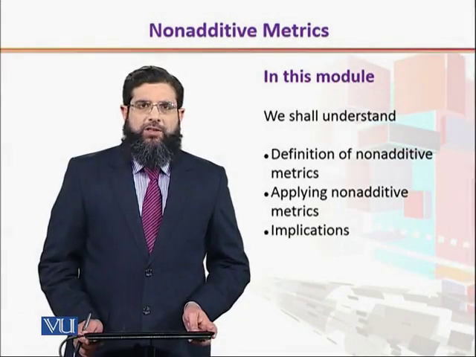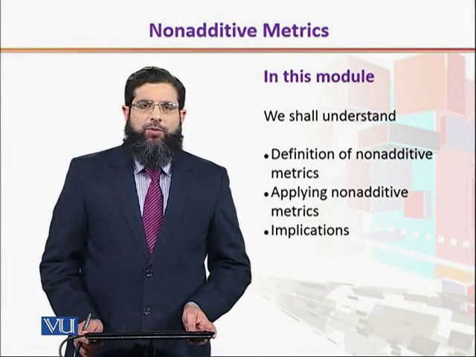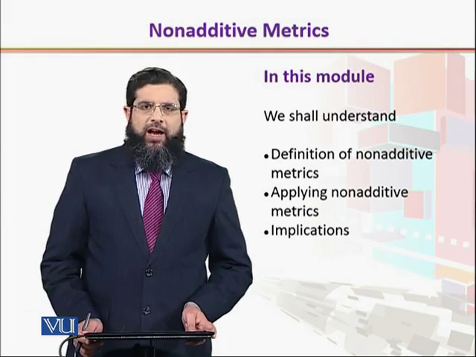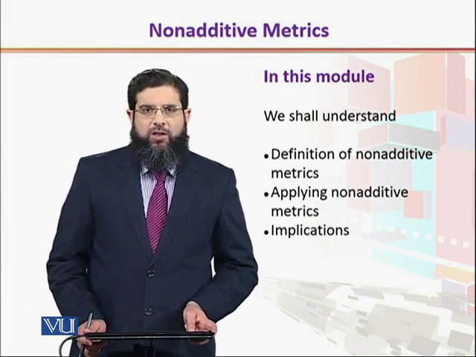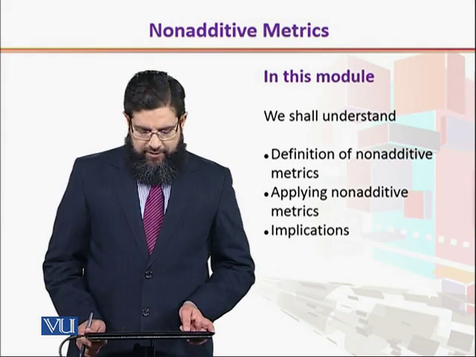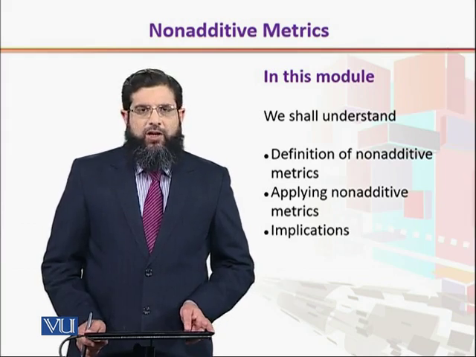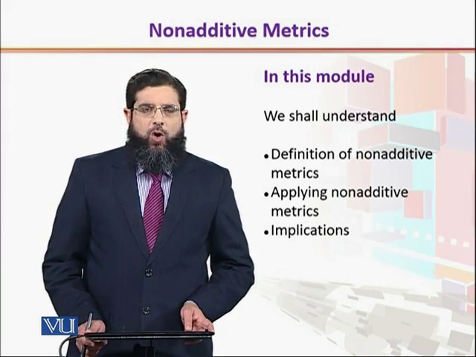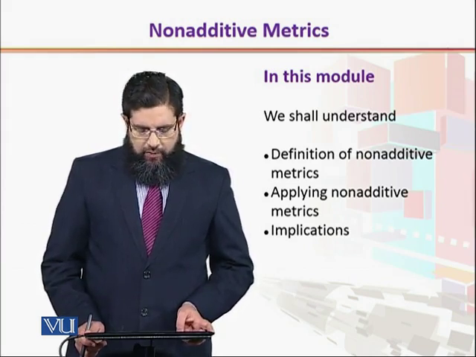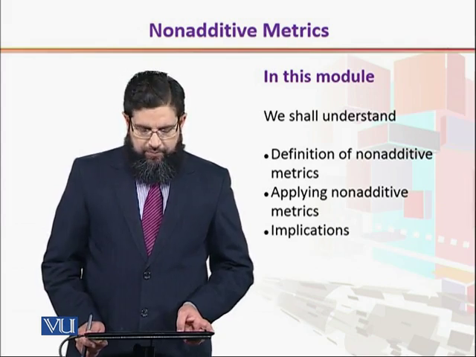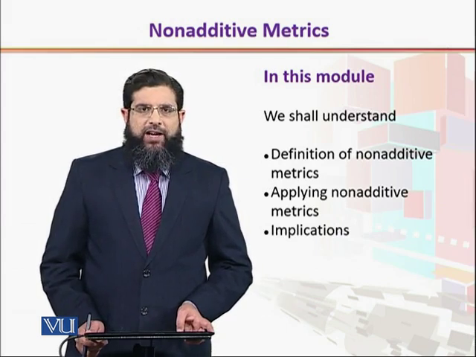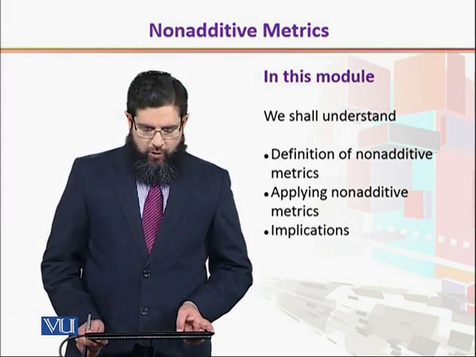The quality of service parameters, which form the basis of QoS routing, can be grouped into two main classes: the additive and the non-additive matrix. In this module, we'll explore the non-additive matrix. First, we'll understand what we mean by non-additiveness. Then we'll see how this is applied in the context of routing. And then we'll investigate various aspects of non-additive matrix.